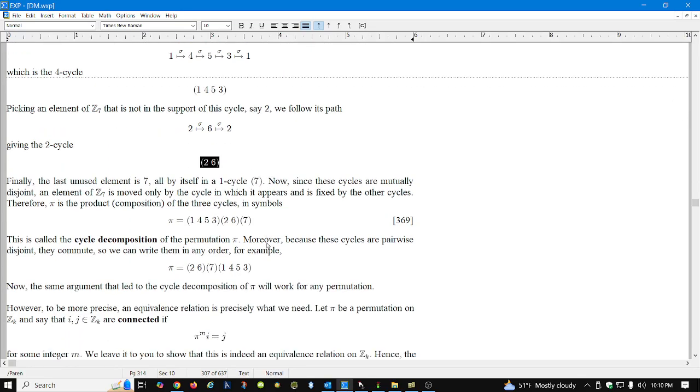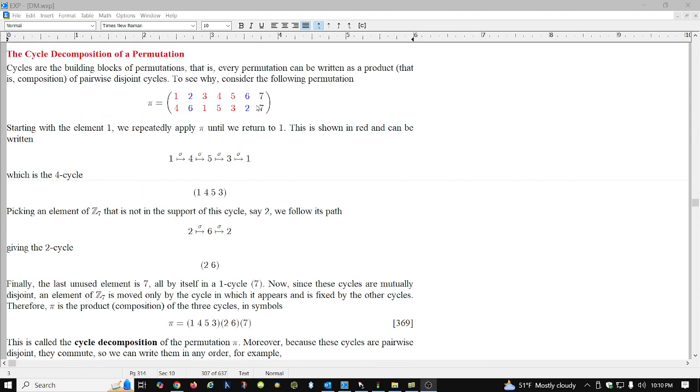Now, the only non-uniqueness to the cycle decomposition is the order of the cycles. Because they are pairwise disjoint, you can write them in any order. It's not going to make any difference. So the cycle decomposition of a permutation exists and is unique up to the order of the factors. And this argument that I just gave in the case of pi is pretty clearly going to work for any permutation.